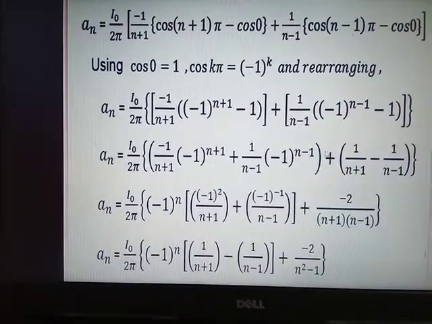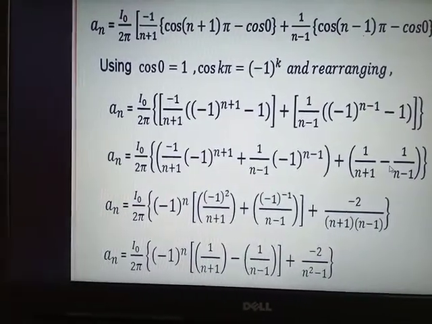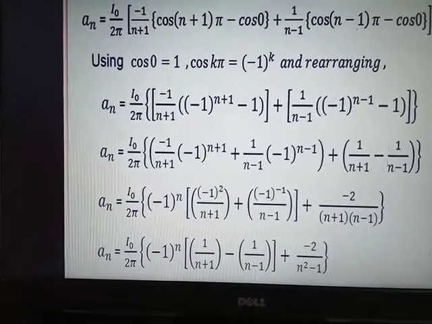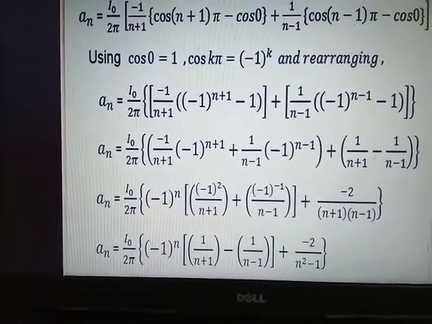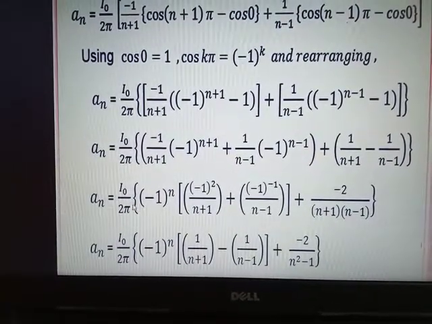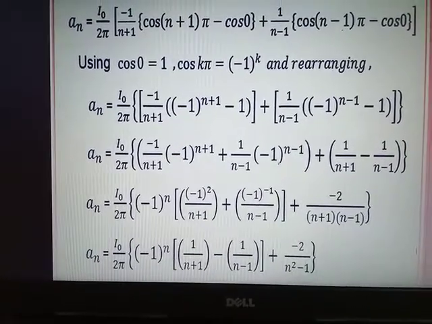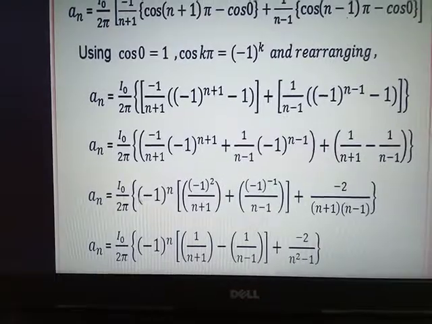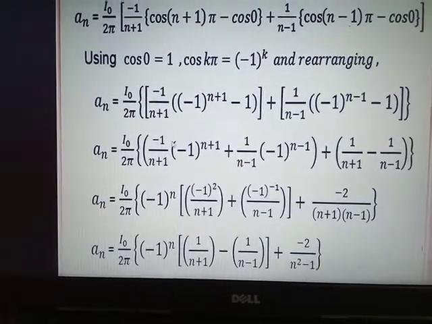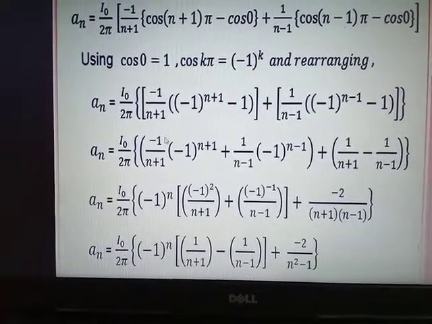It will be plus, therefore 1 divided by n plus 1 minus 1 into 1 divided by n minus 1 is minus 1 divided by n minus 1. Take the LCM and simplify this term. a_n is equal to I_0 by 2π, then minus 1 raised to n. In these two terms take minus 1 raised to n common, then it will be, here we have minus 1 and here we have minus 1 raised to 1.